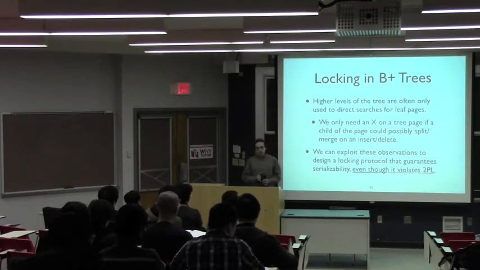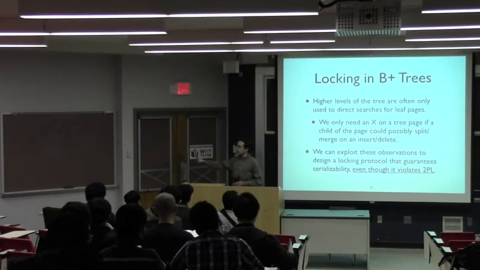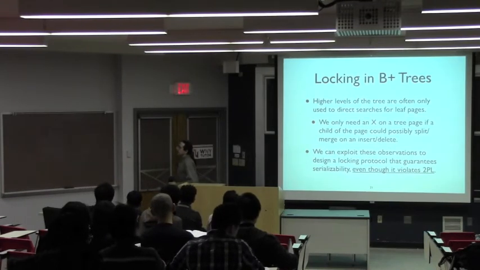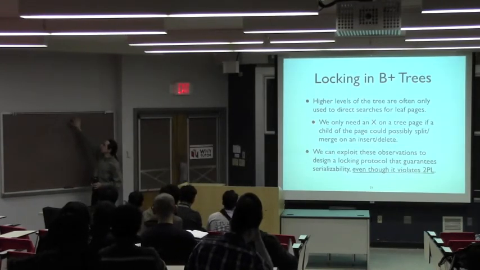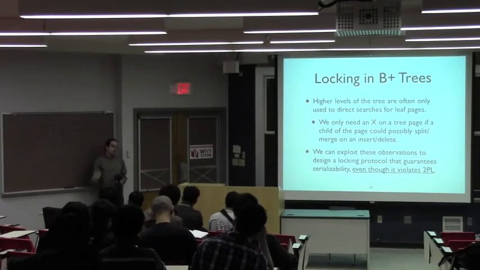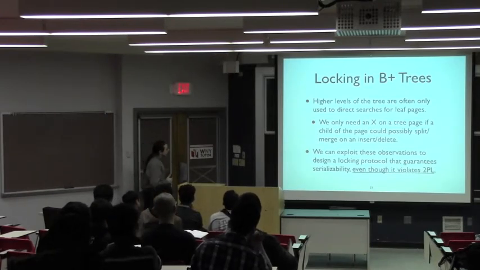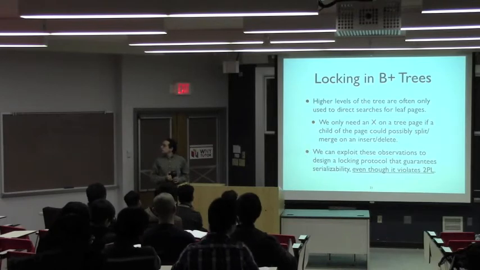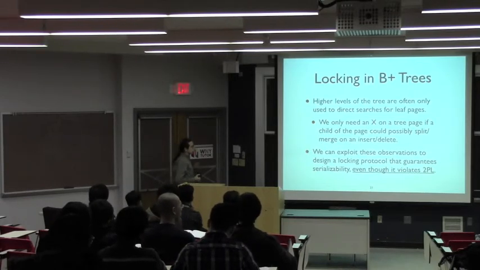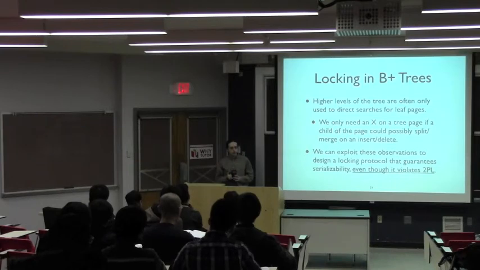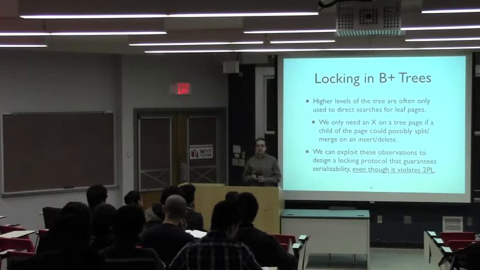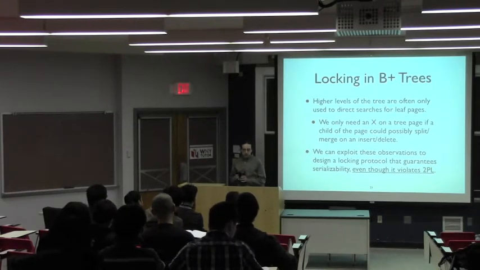So we can exploit these observations to come up with a protocol for locking these trees that doesn't have this annoying property that the root node is always locked. This protocol is going to be correct, and I claim that it will preserve serializability, even though it violates the two-phase locking constraints that we've been using to ensure serializability up to this point.